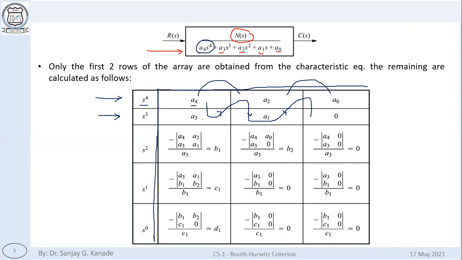Now you can see here, what is this? This is a determinant, right? I will again take red color here. Here, this is a determinant of some values. What are those values? You can see here, A4, A3, the elements of the first column are taken as it is, A4, A3, and these are taken for all the calculations. These are fixed. For all the calculations, these are fixed here.